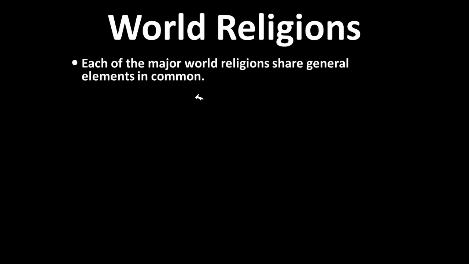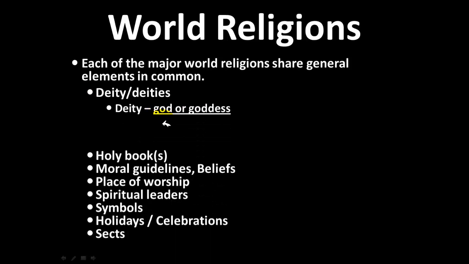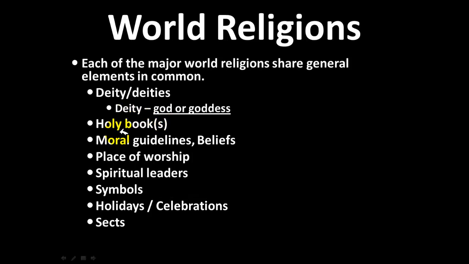So there are some common features that each of these religions share, and we'll discuss these very briefly. One is that monotheistic religions have a deity, or deities in the case of polytheistic religions. A deity is, once again, a god or goddess. All the religions that we'll study believe in a holy book or books, and within these holy books there are moral guidelines or beliefs that are outlined and given to the people. They all have sacred places of worship, and within the monotheistic religions, not necessarily the same places of worship, but the same holy places.